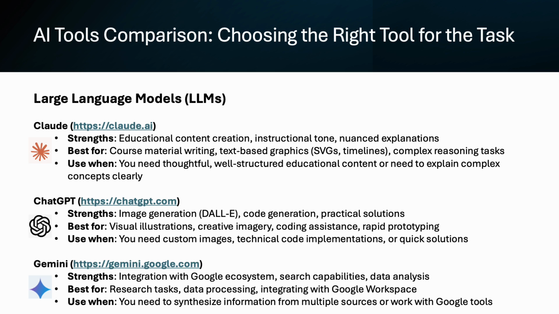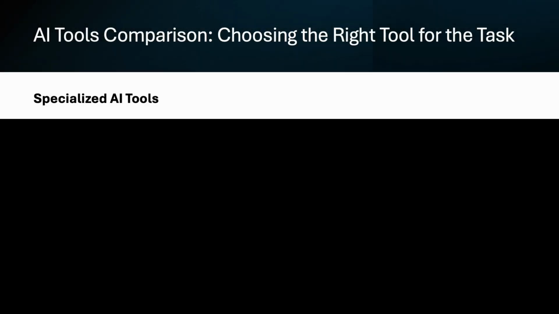And Gemini can be helpful when you're working in the Google ecosystem or need search-based research or data analysis. Each tool has its own strengths, and I often switch between them depending on what I need. There are also some fantastic specialized tools that go beyond text.